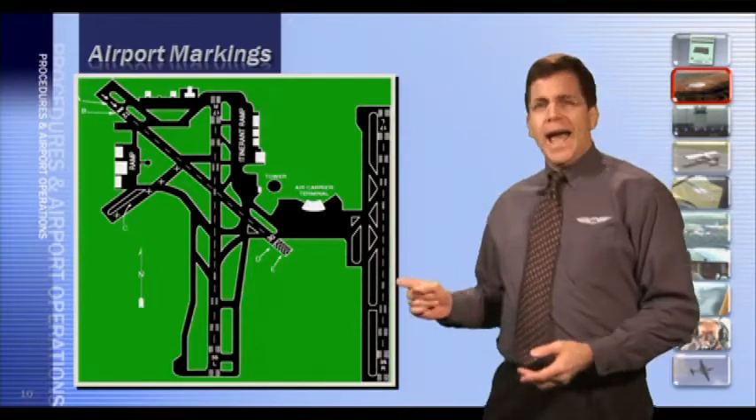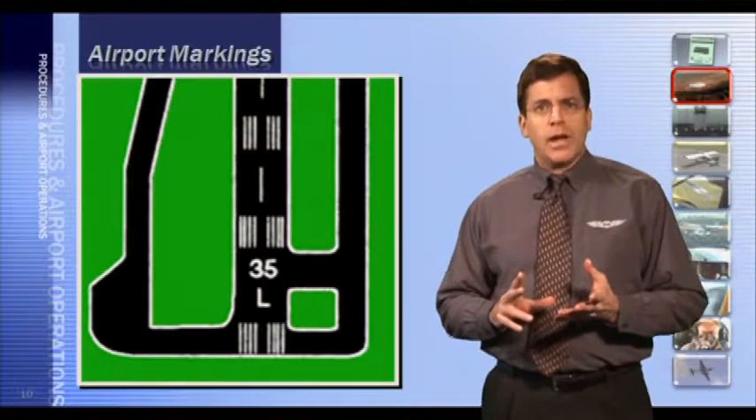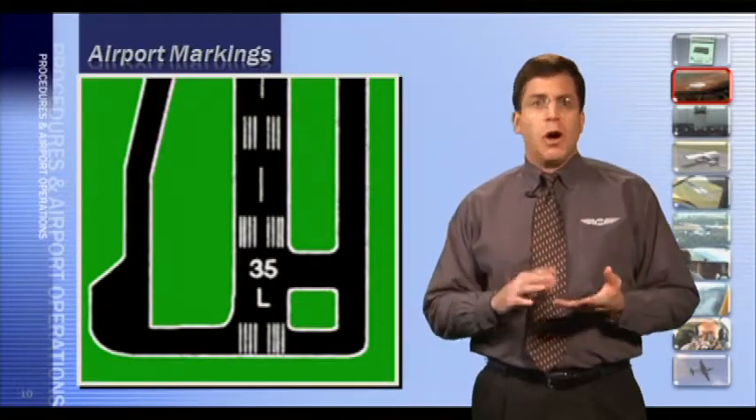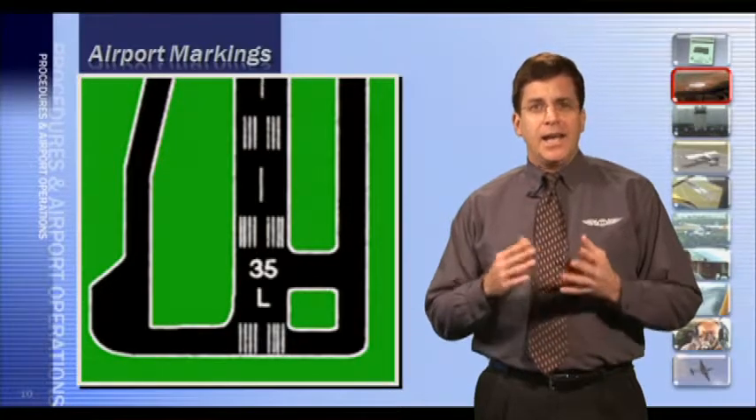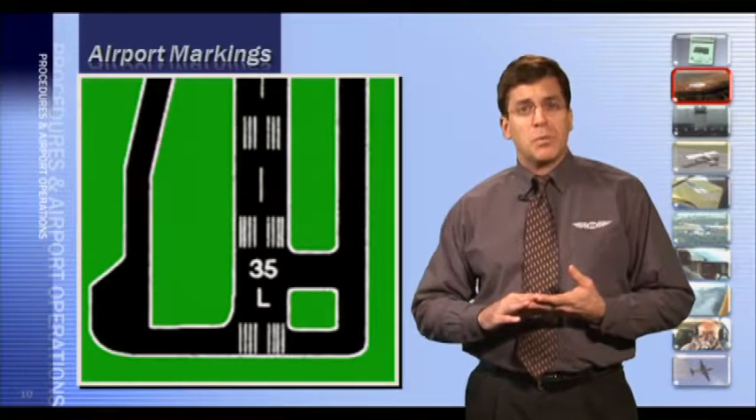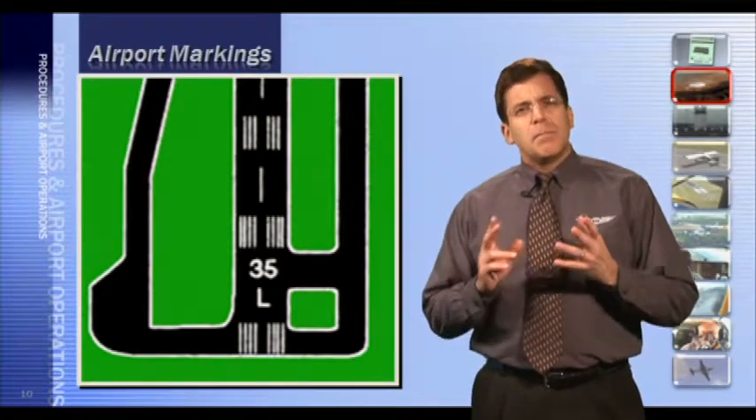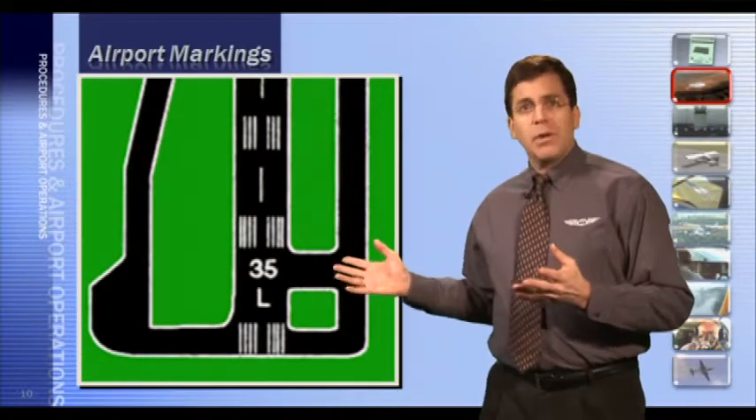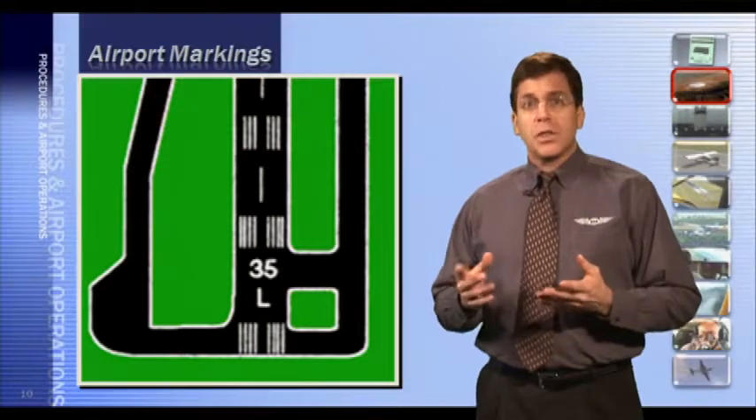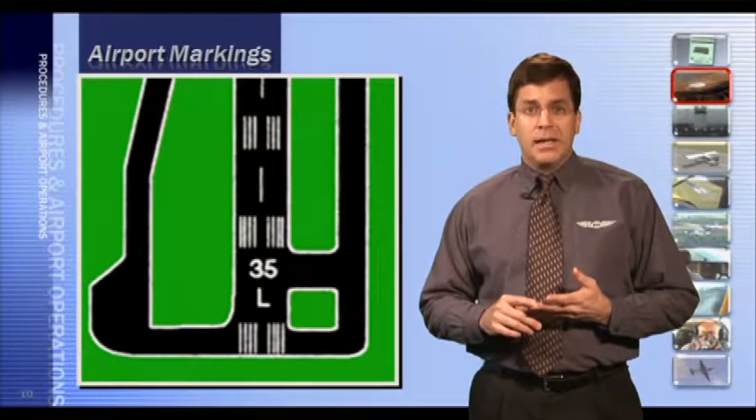This runway has an L after the digits, meaning it is runway 35 left. Busy airports often have parallel runways. Adding L for left or R for right to the numbers distinguishes runways that share the same magnetic heading. The parallel runway at our example airport is runway 35R, or runway 35 right. Let's take a look at what this all means to the pilot.